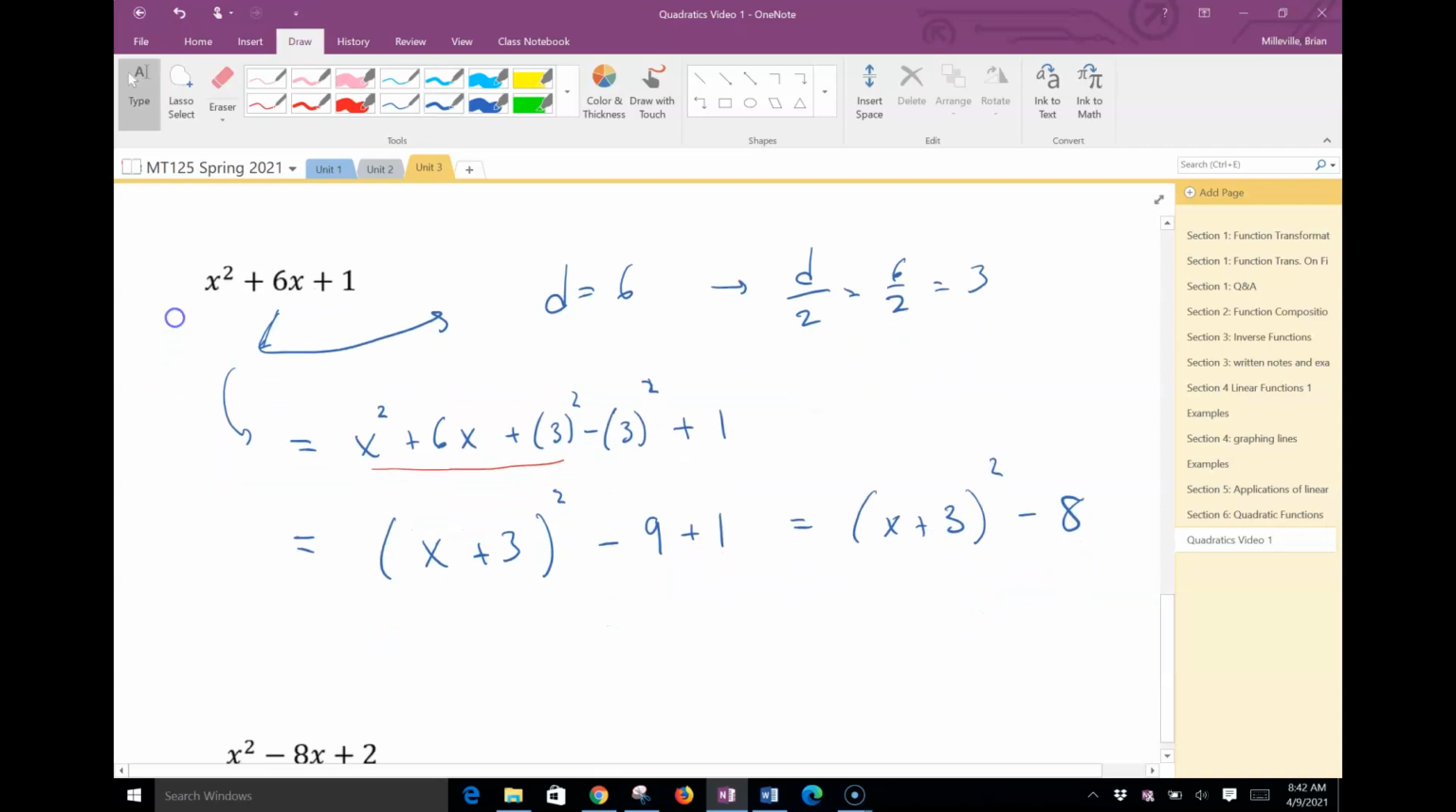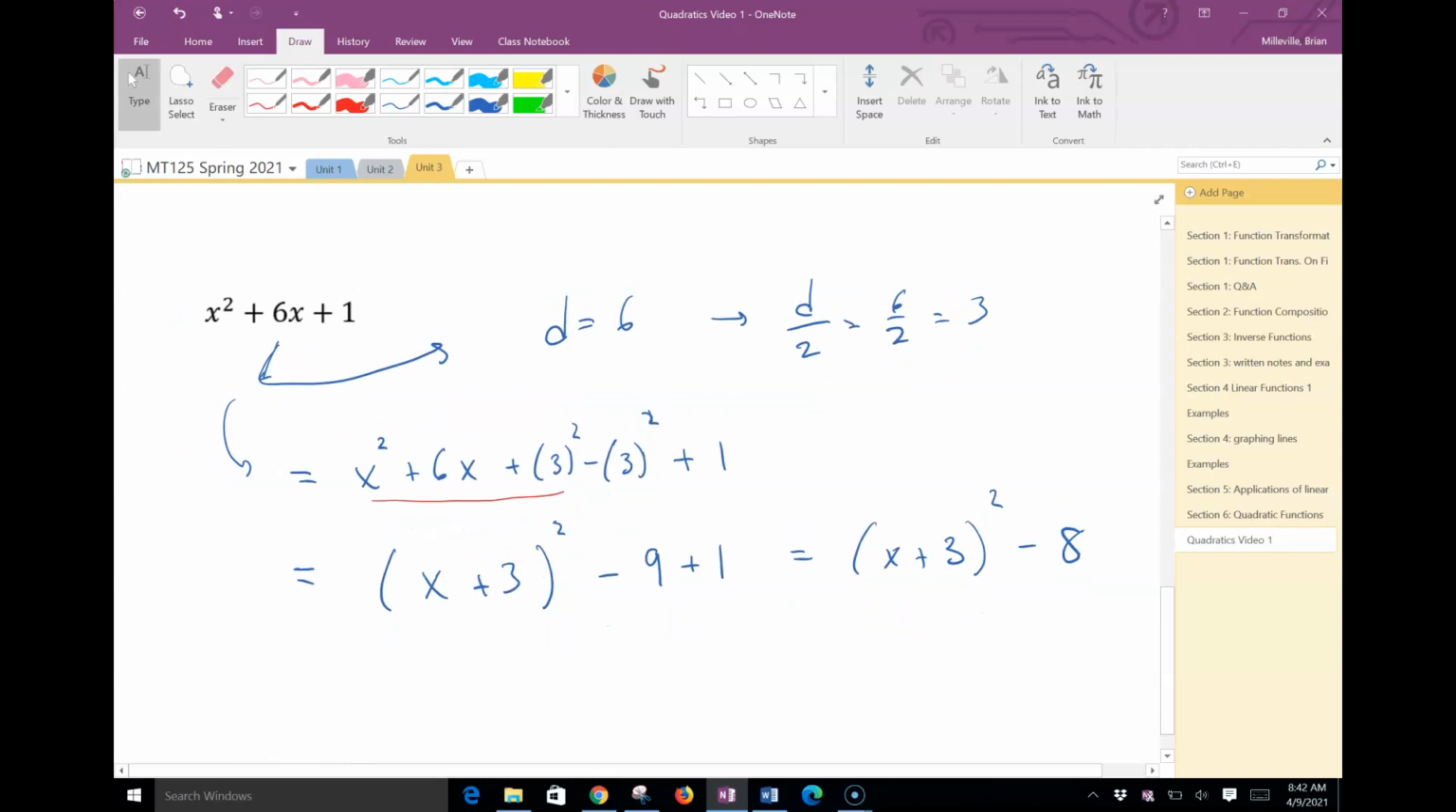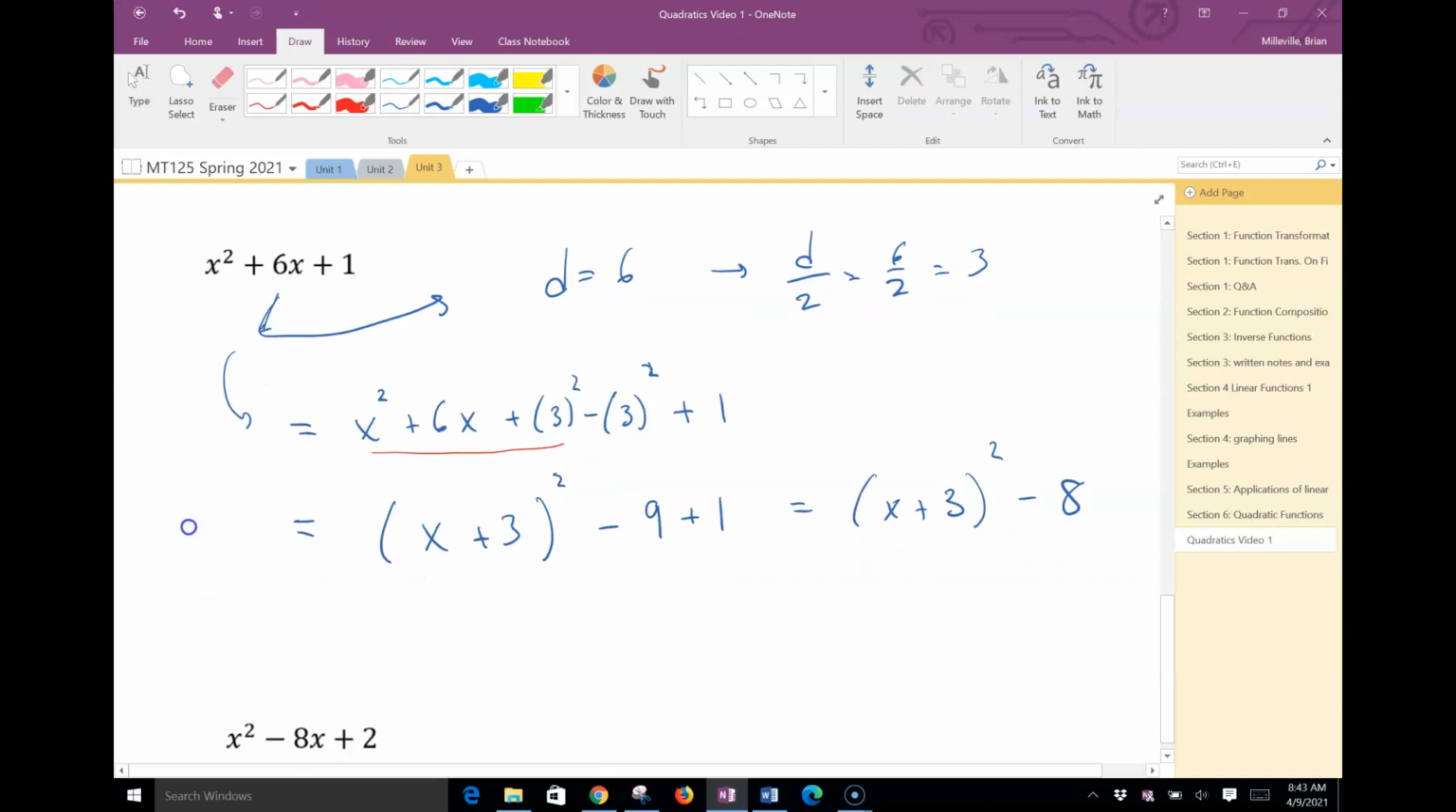Okay, so what we started with was x squared plus 6x plus 1. What we're ending with is, again, looking a little bit different. It looks different, but it's the same exact expression. If we plug a number in for x in the first expression or the second, we'll get the exact same results, and therefore we're going to have the same graph. All right, let's do a couple more of these.